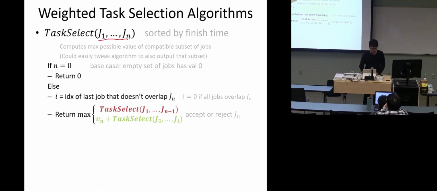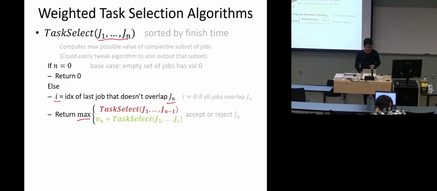You have the jobs, sorted by finish time, and then you just write down the recursive algorithm. Let i be the last job that doesn't overlap with Jn, and what you should return is the maximum between two choices. This is the best solution when you reject the last job, and this is the best solution when you accept the last job.